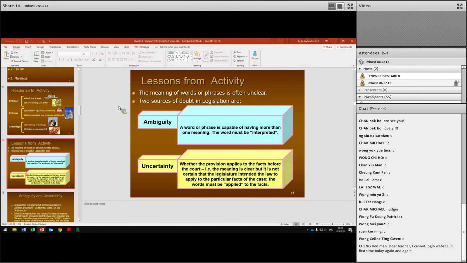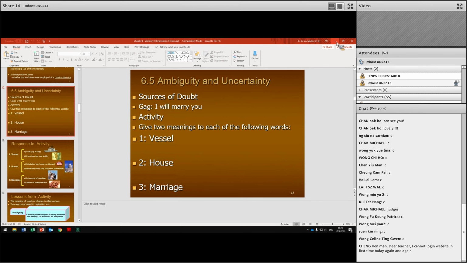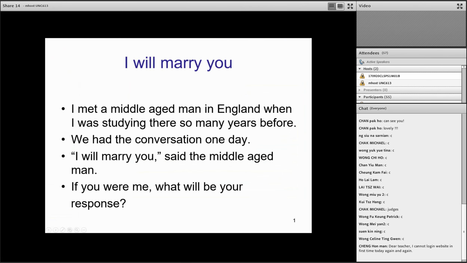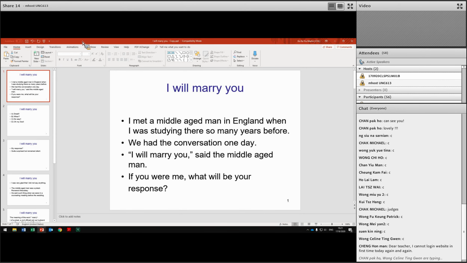Now we go back to the gag. So I prepared a gag. The gag is called "I Will Marry You." Please look at the gag. This is a real story. It's not a hypothetical case. I met a middle-aged man in England when I was studying there so many years ago. We had a conversation one day. The middle-aged man said, "I will marry you." What will be your response? If a middle-aged man says, "I will marry you," what will you do?